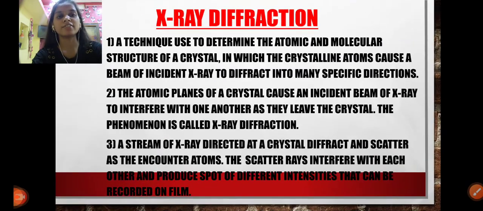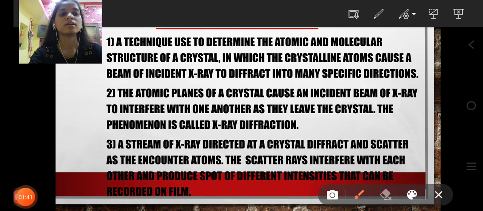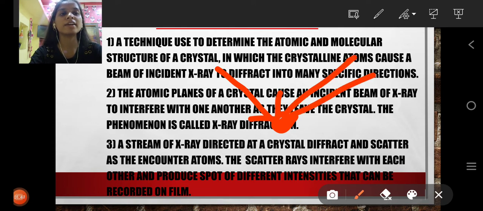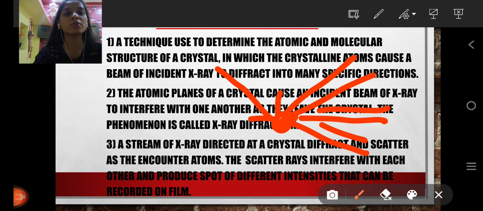Then X-ray diffraction. It is a technique used to determine the atomic and molecular structure of a crystal, in which the crystalline atoms cause a beam of incident X-ray to diffract into many specific directions. So consider this is the crystal. When the X-ray is incident on this crystal, it is diffracted in many directions, and this method is used to determine the atomic and molecular structure of a crystal.